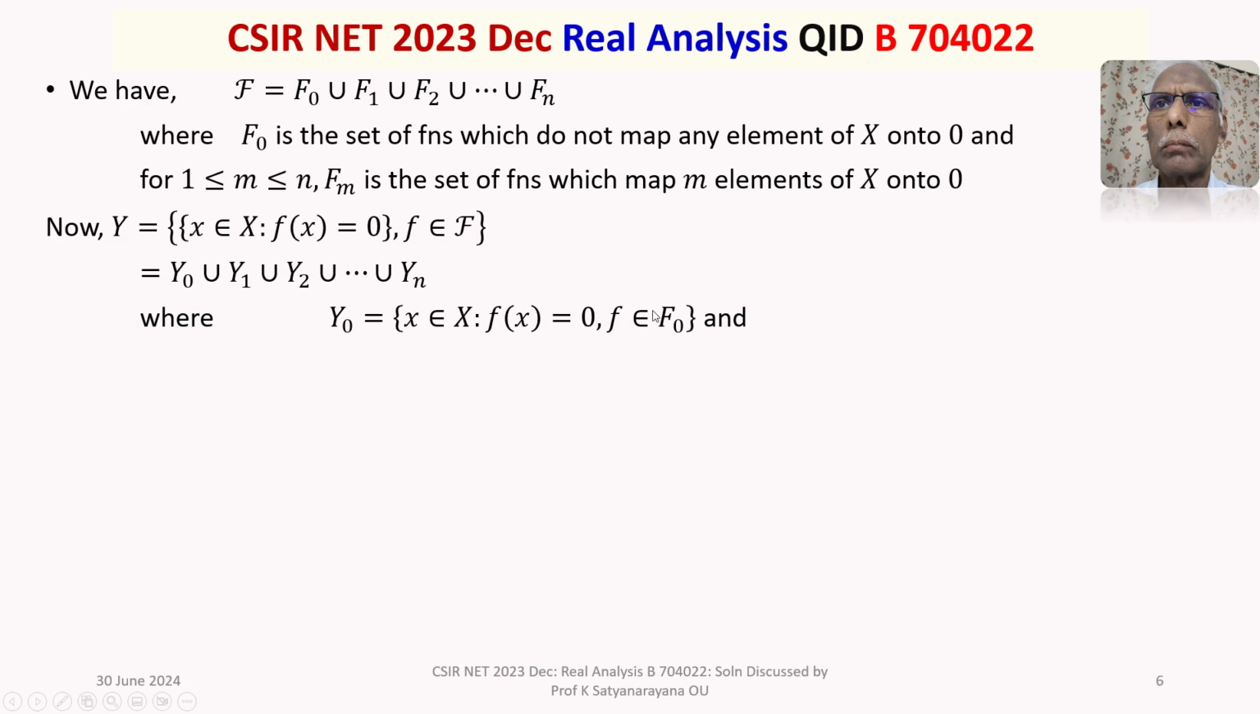f belongs to F0. And what is Ym? Ym is the set of all sets consisting of x belongs to X, f(x) is equal to 0, where f belongs to Fm for 1 ≤ m ≤ n. Now, our goal is to talk about Y0, Y1, Y2, ..., Yn and see how many elements are there in these sets.